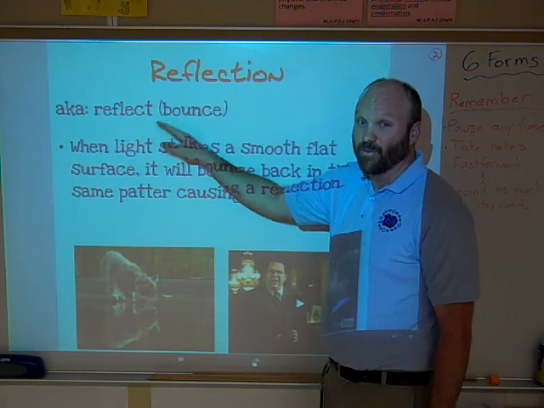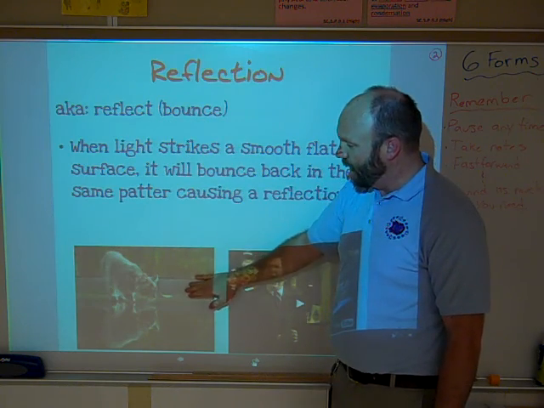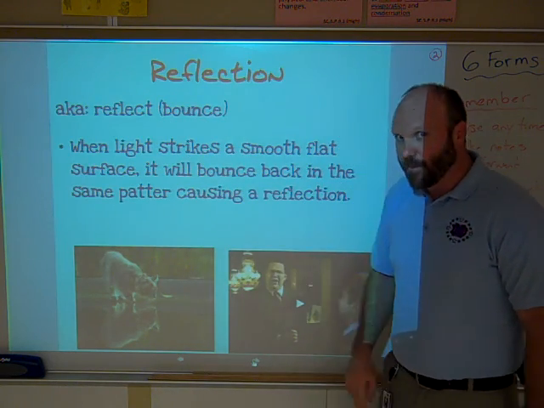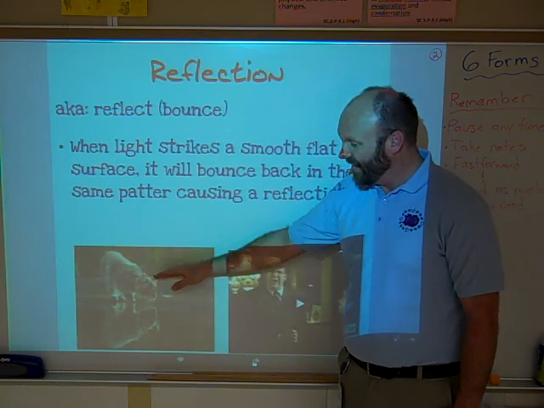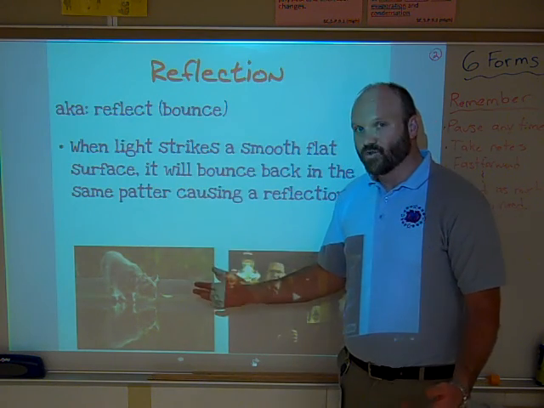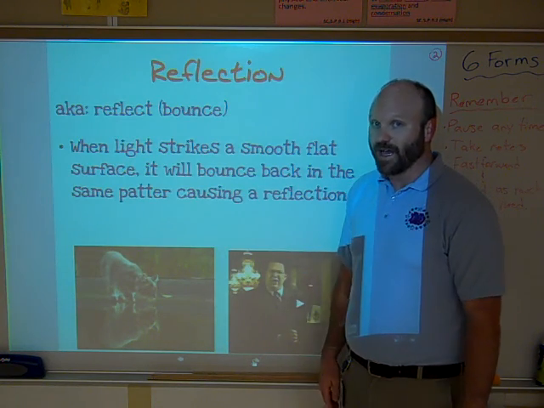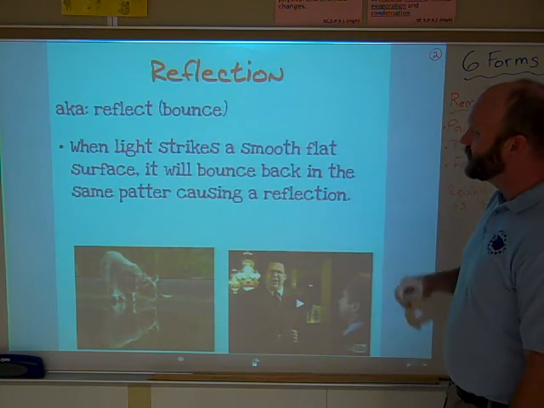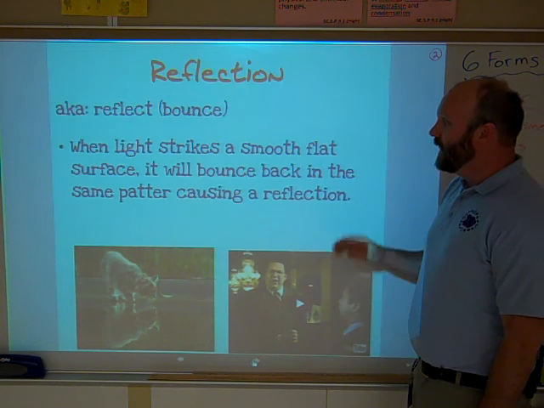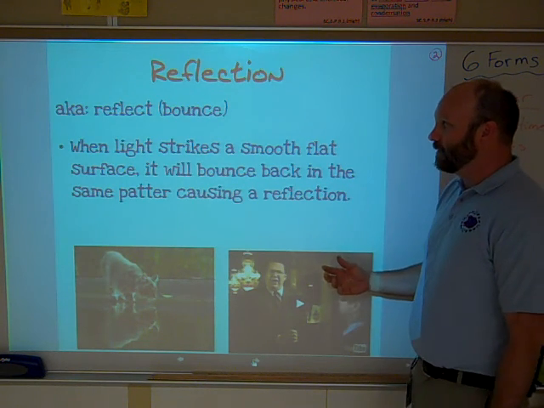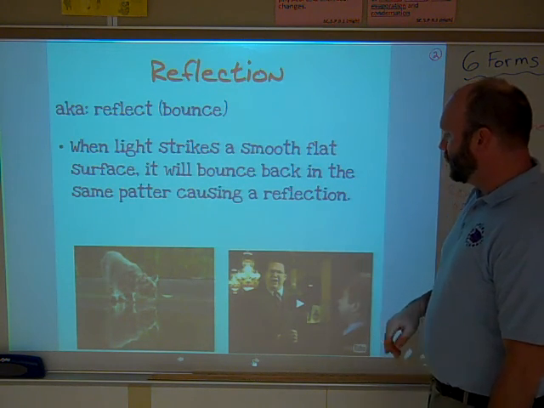Reflection is just reflect, which means bounce. Think of a mirror. This cat is taking a drink from a pond with the smooth water, and it's reflecting his image. When you get dressed in the morning and look in the mirror and you see yourself, that's a reflection. That happens when light strikes a smooth, flat surface. It will bounce back in the same pattern, causing a reflection.